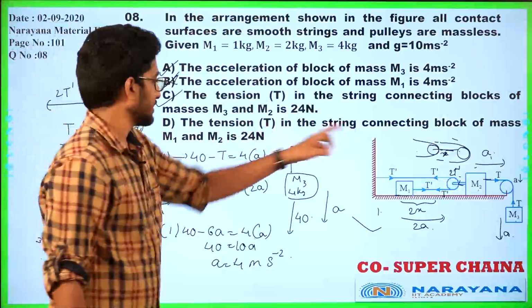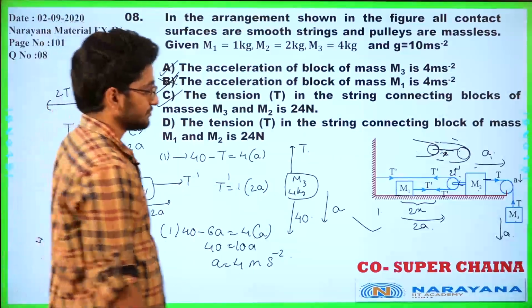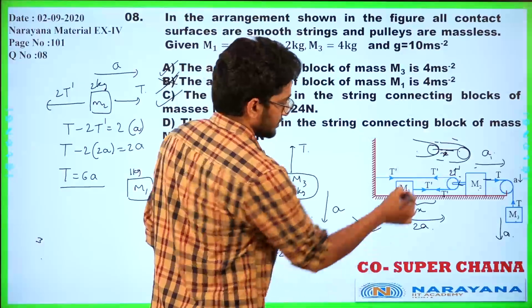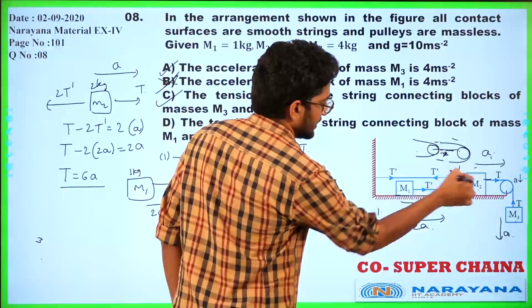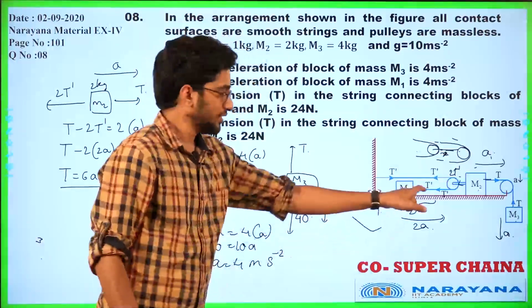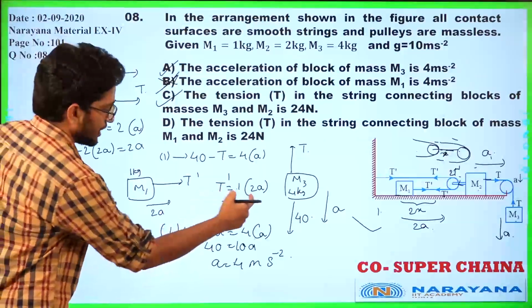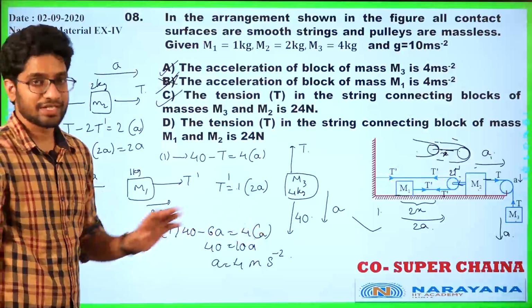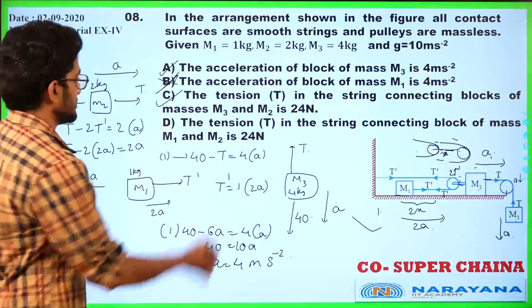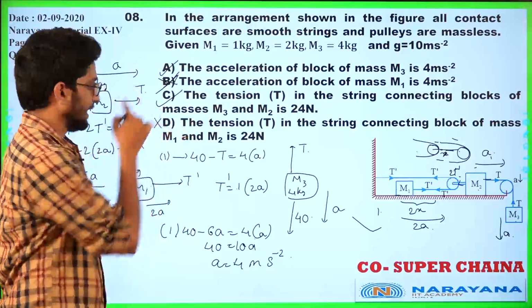Next, tension in the string connecting the blocks of mass M1 and M2. So in this string, the T dash value is required. How do I find T dash? T dash is the tension in that, and the T dash value is 2A. So 2 into 4, just 8 newtons. So this is also wrong. So only A and C are correct.